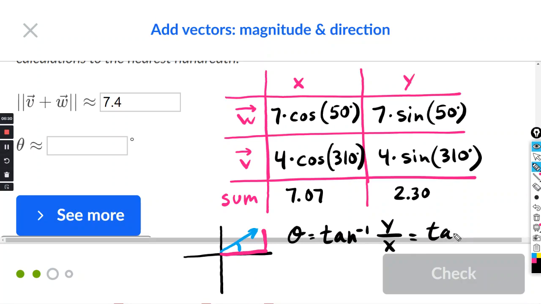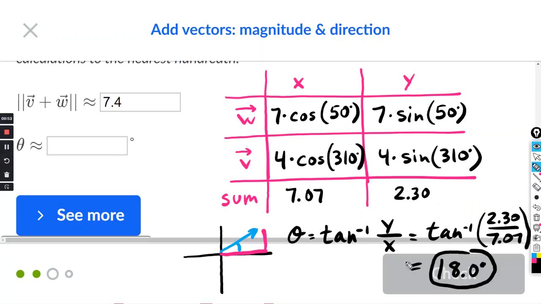So we're just doing the inverse tan of y, which is 2.30, divided by x, which is 7.07. Okay, I'm going to do this on the calculator. Make sure you are in degrees. Okay, rounding to the nearest tenth, I get 18.0 degrees. That is between 0 and 90. So the answer makes sense, and you just enter that in this box here.